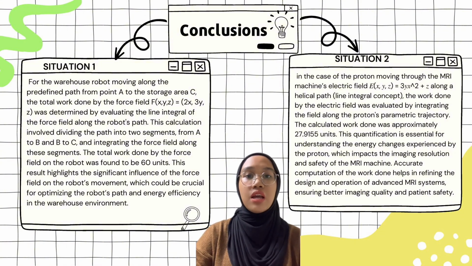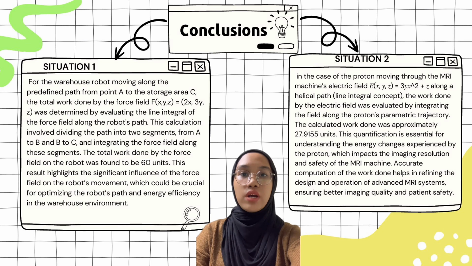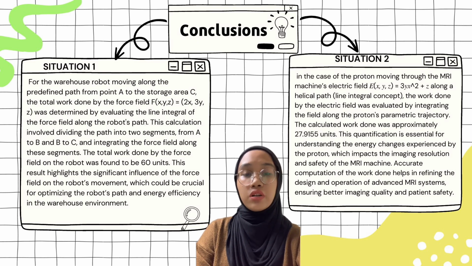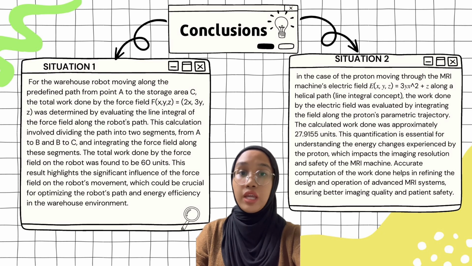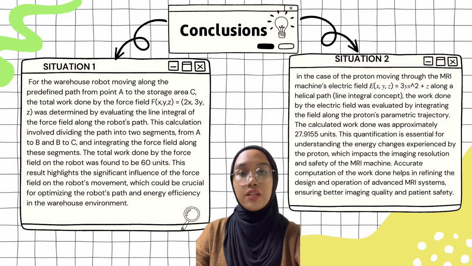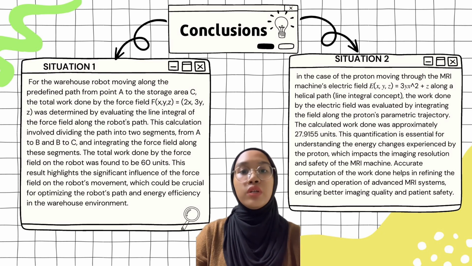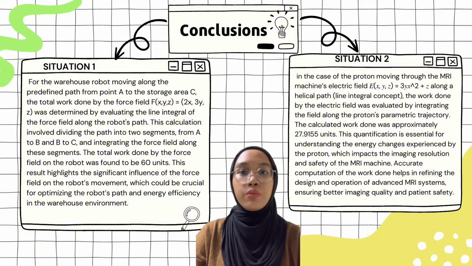For the conclusion, in situation 1 for the warehouse robot moving along the predefined path from point A to the storage area C, the total work done by the force field F(x,y,z) = (2x, 3y, z) was determined by evaluating the line integral of the force field along the robot's path. This calculation involved dividing the path into two segments, from A to B and B to C, and integrating the force field along these segments. The total work done by the force field on the robot was found to be 60 units.